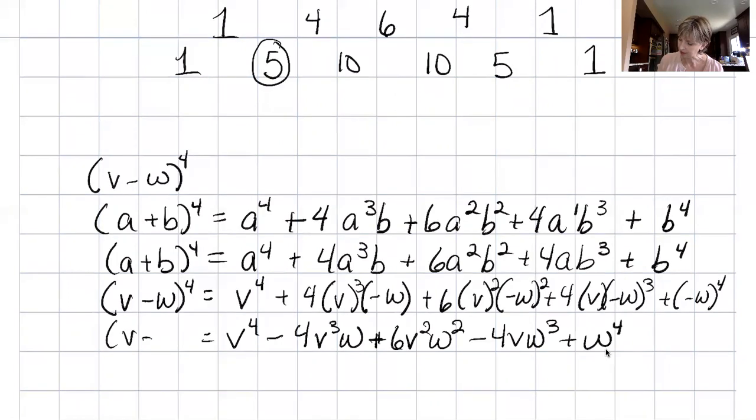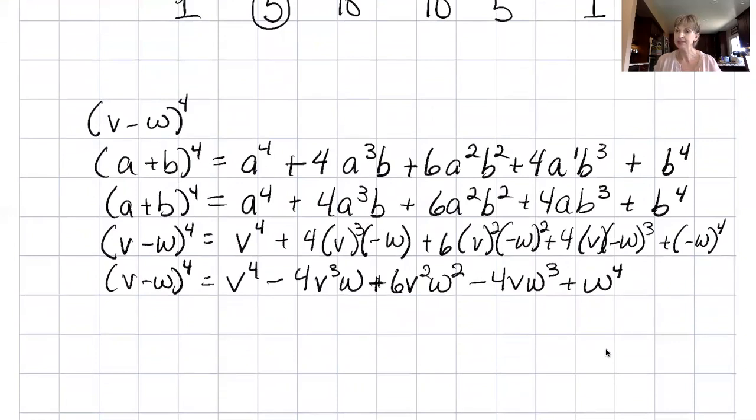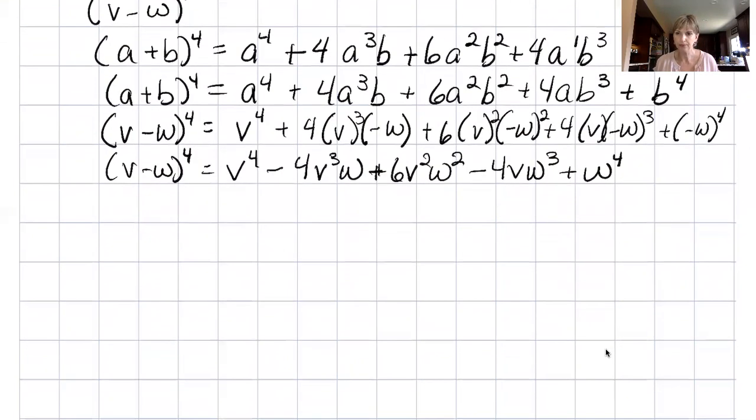All right, and that would be your answer. So you just substitute in the v and the negative w and simplify. That would be your answer. Still easier than if you had to do it the old way. Now I want to do one more, stepping it up in difficulty just a smidge.